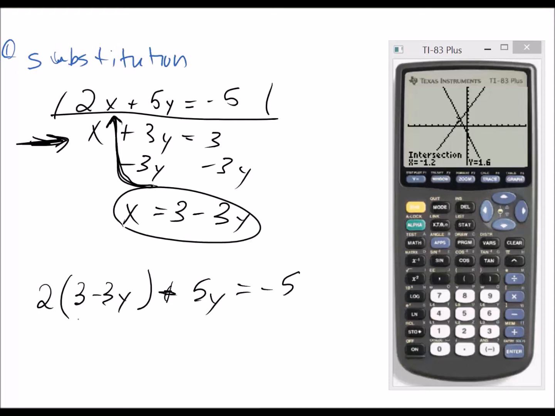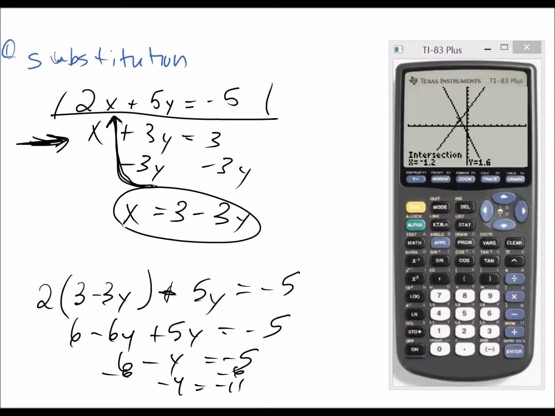Now I'm just finishing off the equation, just like it says up here, equals negative 5. And I'm going to do more math, so 6 minus 6y plus 5y equals negative 5. 6 minus y equals negative 5. Okay, minus 6. Negative y equals negative 11. And of course, we can't solve for negative y. We have to solve for y. So we're going to multiply times negative 1. We're going to get y equals 11.